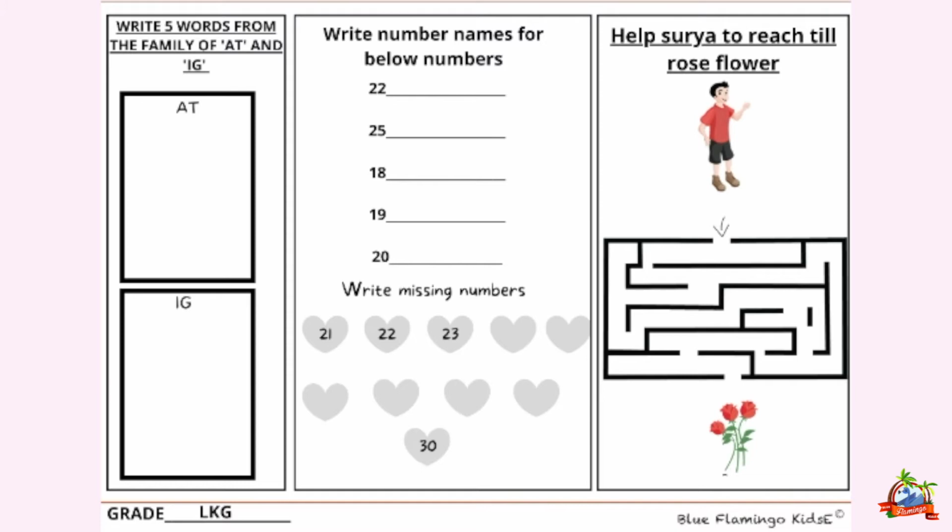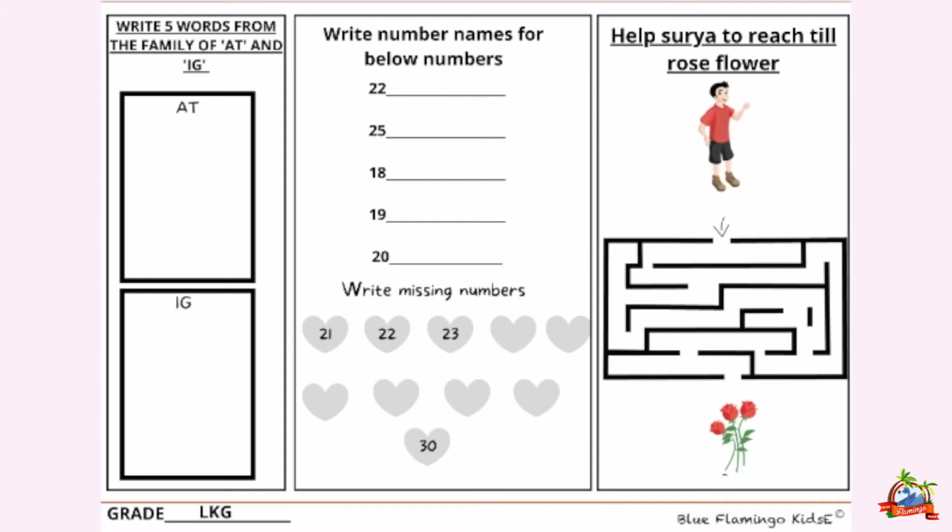Let's move to our next question, which is of maths. Write number names for below numbers. Here you have to fill the number names. You have to fill the number names. 22. So you will write T-W-E-N-T-Y, twenty, T-W-O two. 22.